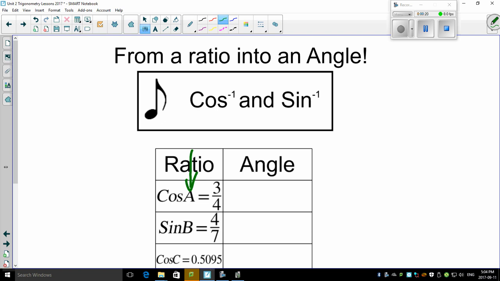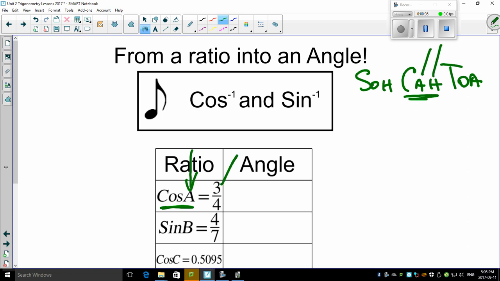Watch this. Here's the cosine of A. Think about what this means. Cosine, so, ka, and of course tangent, which was toa. Look, this is the cosine. You know that this is adjacent over hypotenuse. So that's got to be your adjacent here, ADJ here. That's got to be your hypotenuse there.